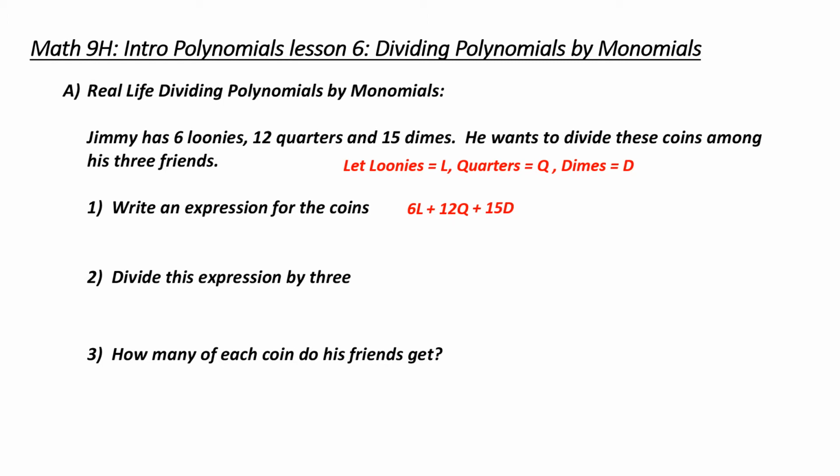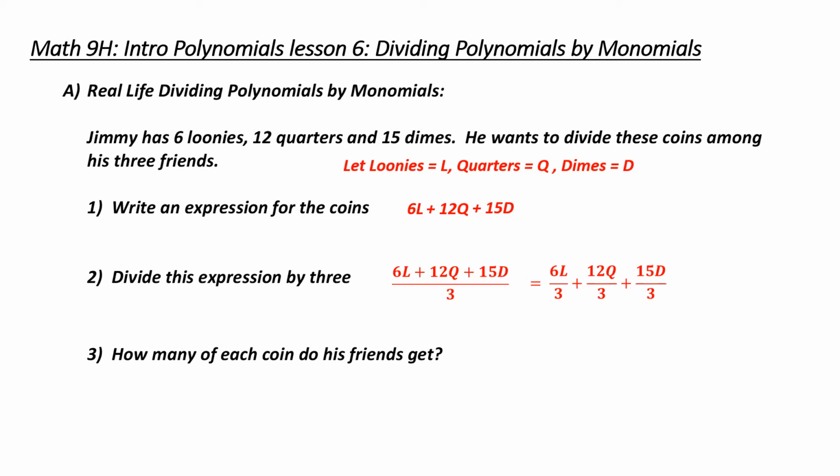Next, divide each of these by 3 because he wants to give the same amount to each of his 3 friends. Well, we would divide each of these by 3 or the entire thing by 3. Now, in your mind, you should already be going, well, if he's got 6 loonies and divides them among his 3 friends, that's going to be 2 loonies. Or what you're really doing is you are taking each one of these and you're dividing them by 3. And that's a key for polynomials. We take each term in the numerator and divide it by the monomial, the denominator.